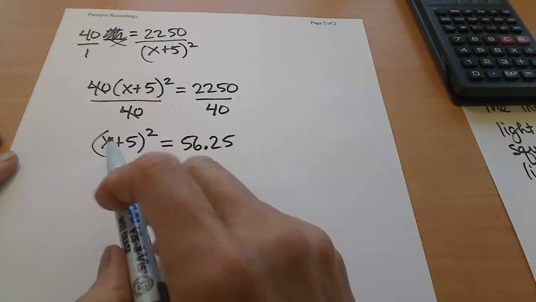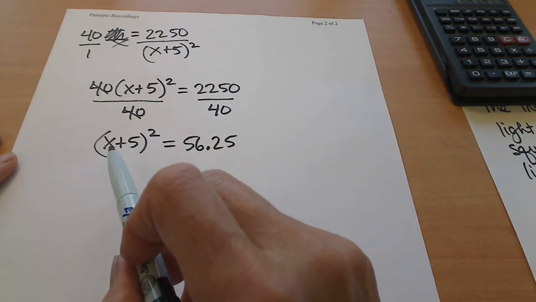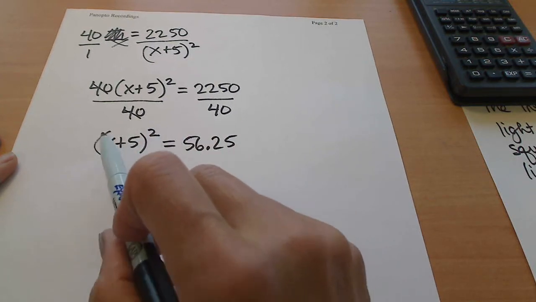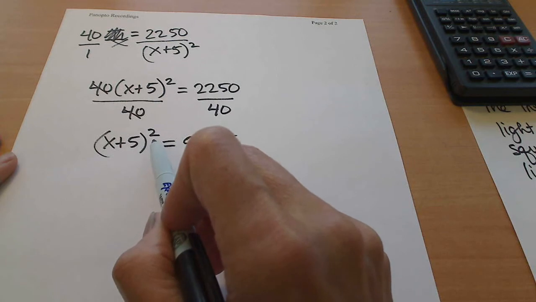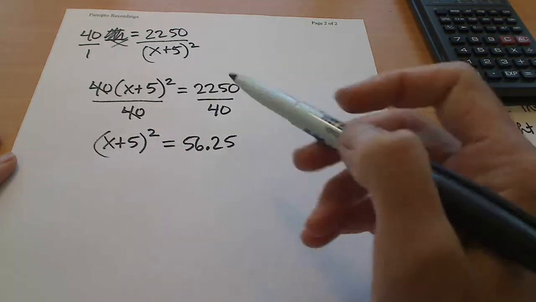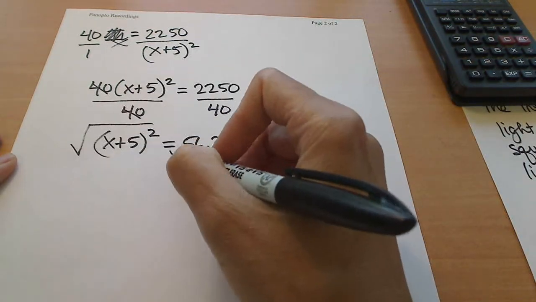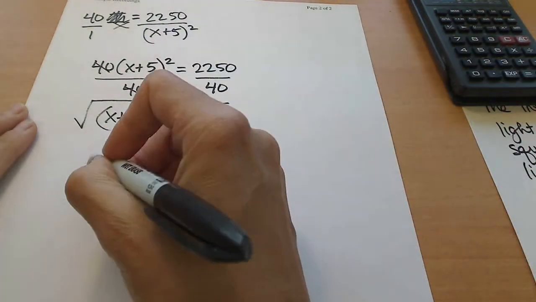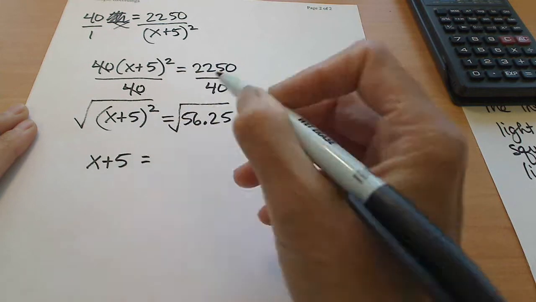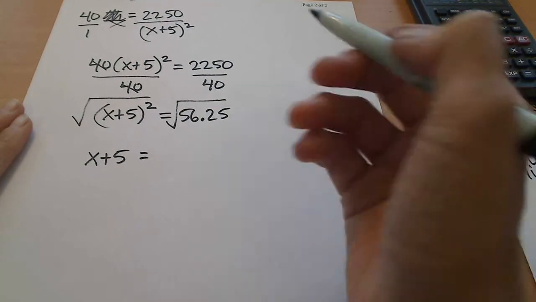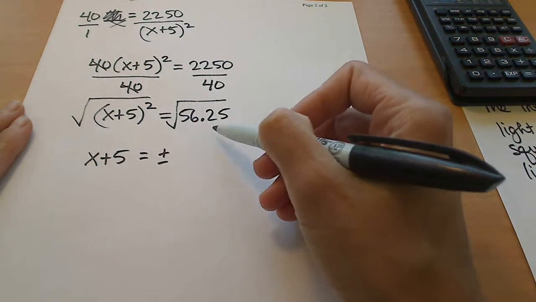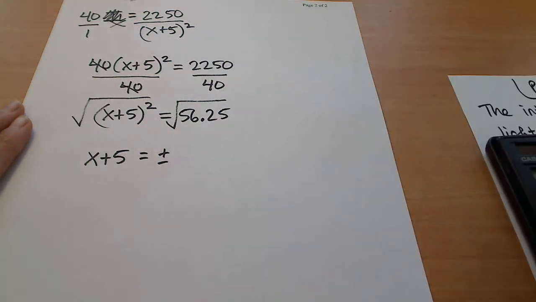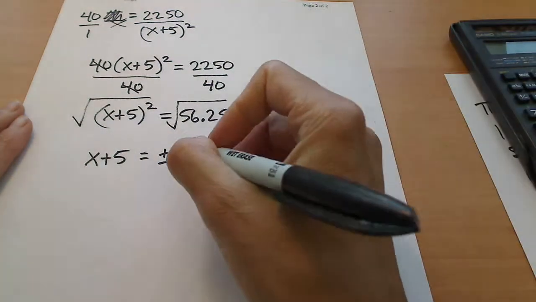All right, so the reason I didn't do the whole foiling and setting to 0 thing with this quadratic is I recognize I have a quantity squared, and in this form I can use the principle of square roots that says I can take a square root of both sides and out pops my x plus 5. So we have x plus 5 equal to plus or minus the square root of 56.25, which is 7.5.